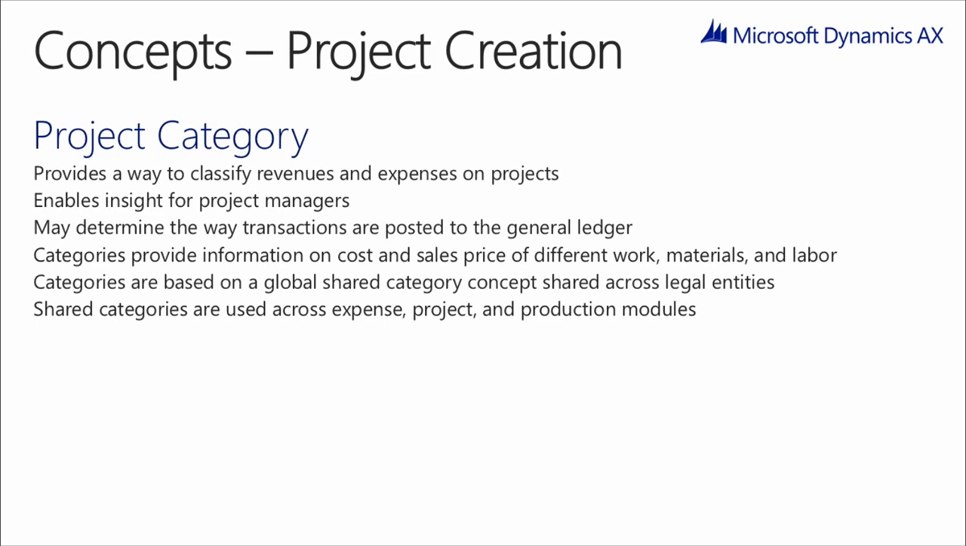So if you use the same categories across various subsidiaries in your organization, you can define those once and use them as appropriate within those legal entities. They're also used across different modules. So the same categories can be applied to expense, project, or the production module. Let's go back into the product and see how these project categories are configured.